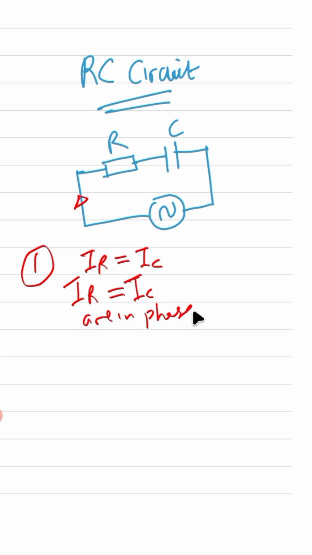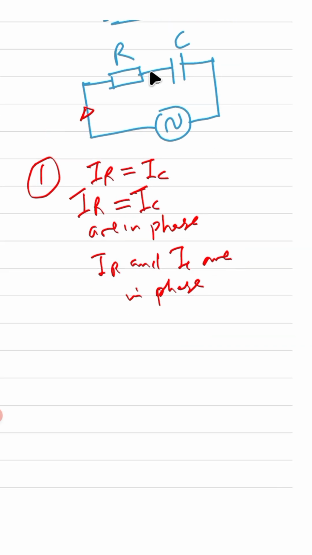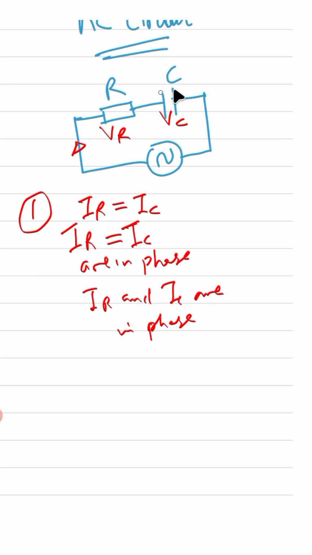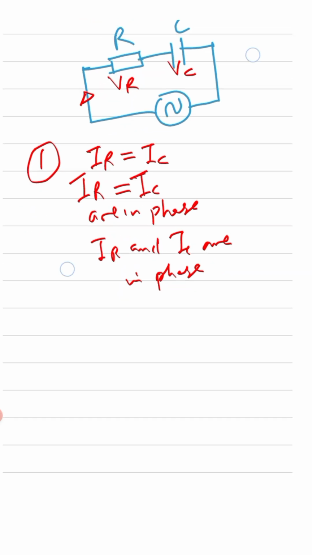Because they are going the same direction, you can say IR and IC are in phase. Because they are in series like this, the same current will pass through, but they have different voltages. So VR, the voltage across the resistor, and VC will not be the same. They will be different because they are on a straight line. They will have the same current, but different voltage. Take note of that.